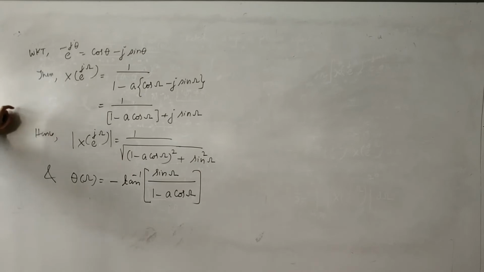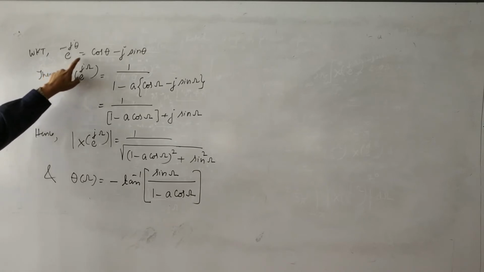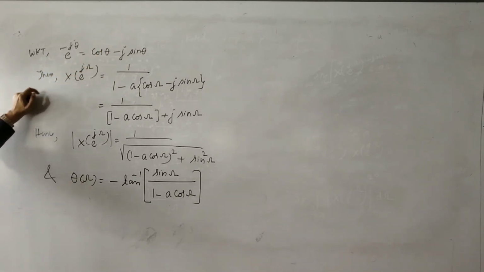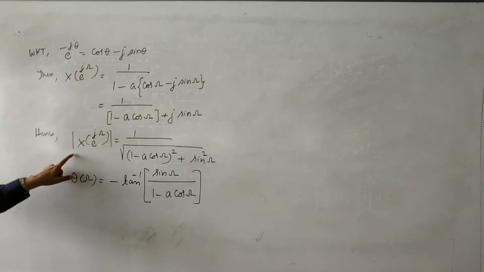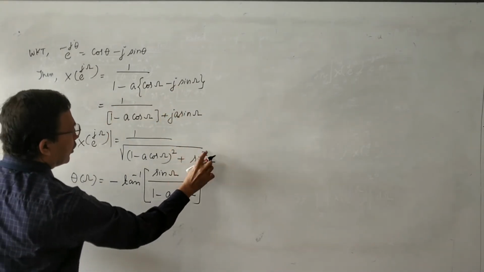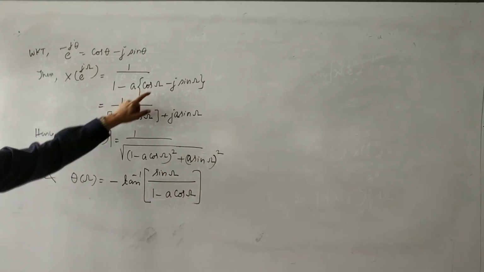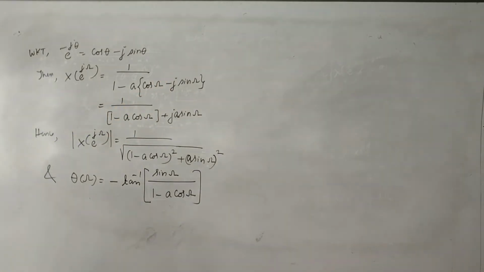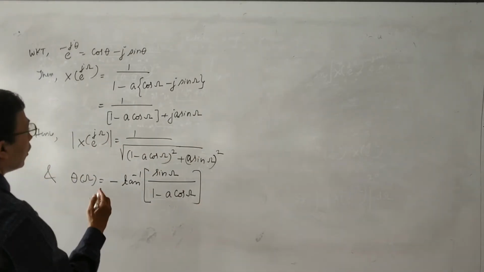So what I have done? E to the power minus j omega, I have written using de Moivre's theorem as cos omega minus j sin omega. Then I have collected the real part and the imaginary part. Here also sin omega gets multiplied by a. So this becomes a sin omega whole square. So a cos omega, a sin omega. Now I am going to plot it.